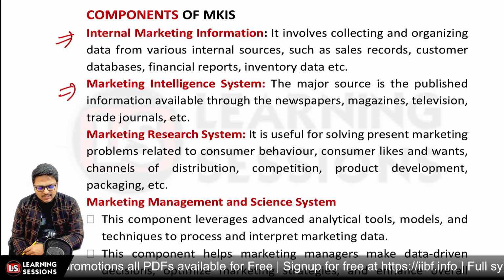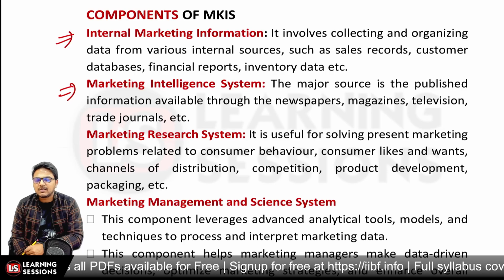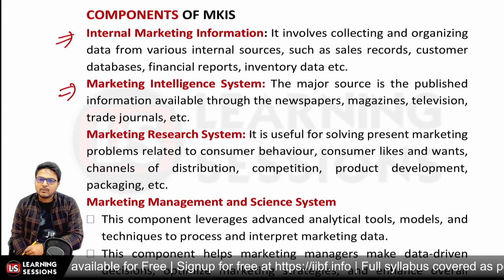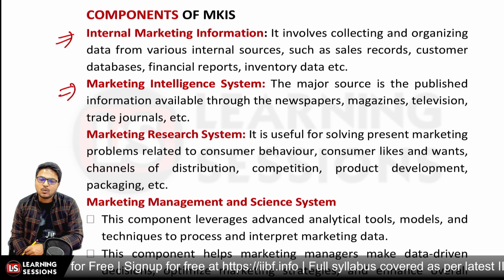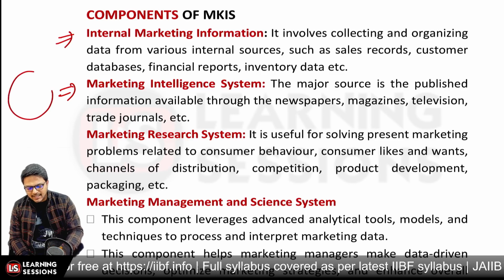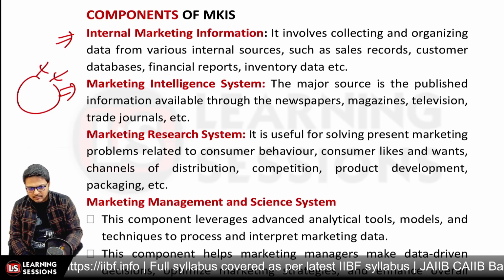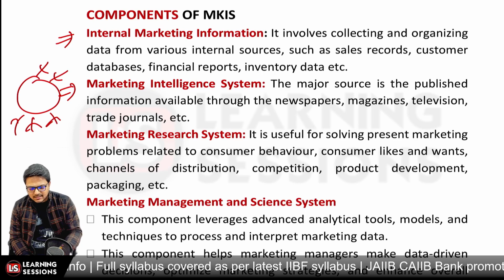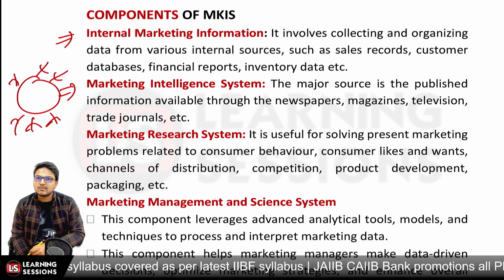Now the marketing intelligence system is basically the data which is available externally. Let's say the data available in the public domain through newspapers, magazines, television, radio, and trade journals. That's actually the market intelligence system. You are basically looking at market information from the outside. That's the market intelligence system, right?